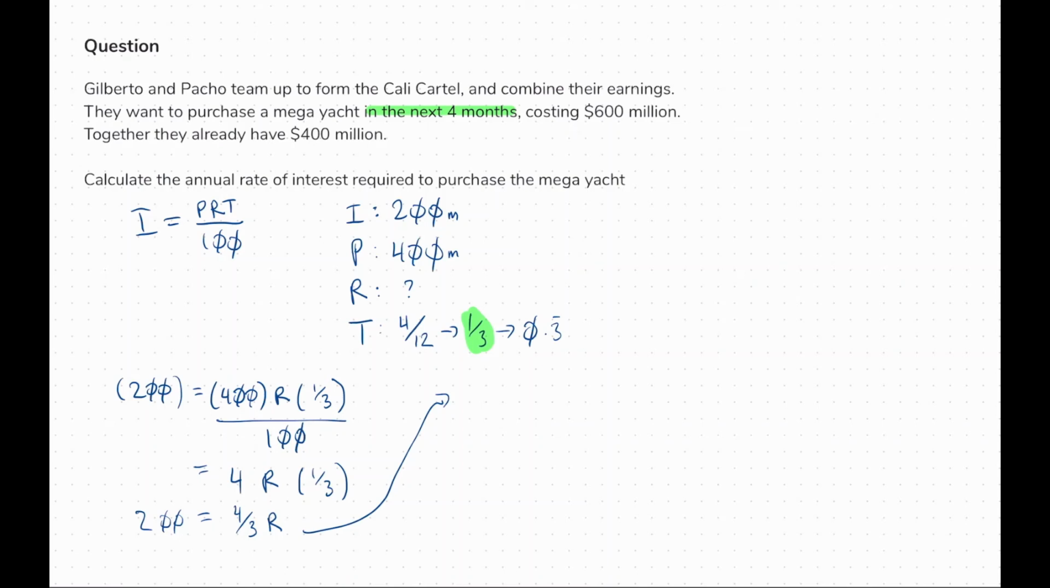So how do I get r by itself? Well, I have to divide both sides by 4 over 3. And we remember from multiplying and dividing by fractions that 200 divided by 4 over 3 is the same thing as 200 times 3 over 4, which is equal to r. So now I'm going to convert this into decimal so that I can use the calculator. 3 divided by 4, 0.75, times 200 equals r.